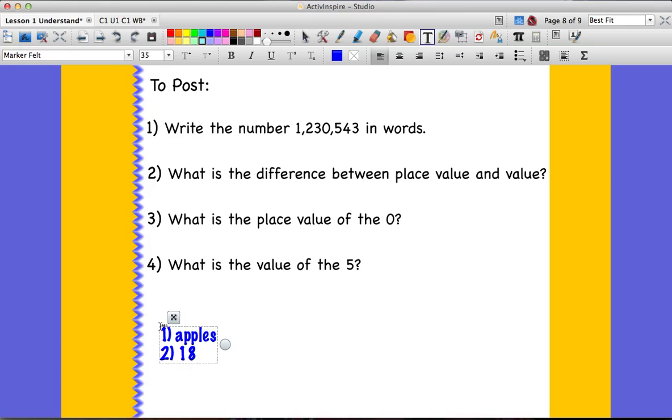In this case, I want you to write the number that you see there in words. I want you to tell me what the difference between place value and value is. You can use your notes for this, but I want you to try and tell me the answer in your own words. I want to know what the place value of the 0 in this number is. These 3 and 4 are referring to this number in number 1. And I also want to know what the value of the 5 is in this number as well.